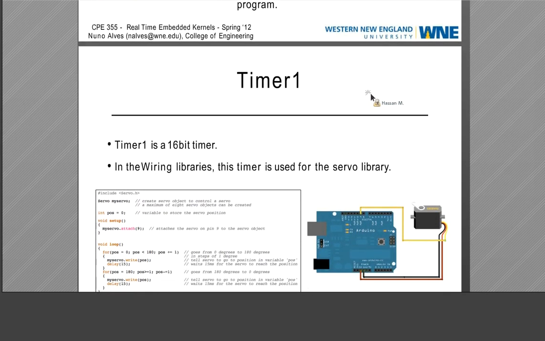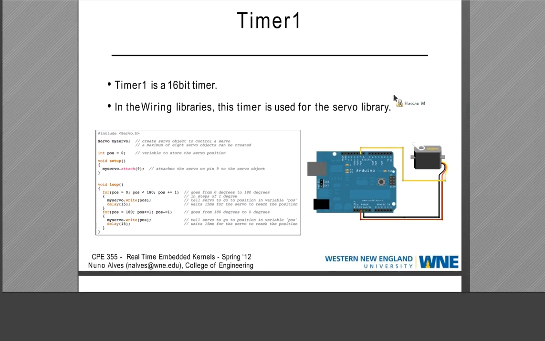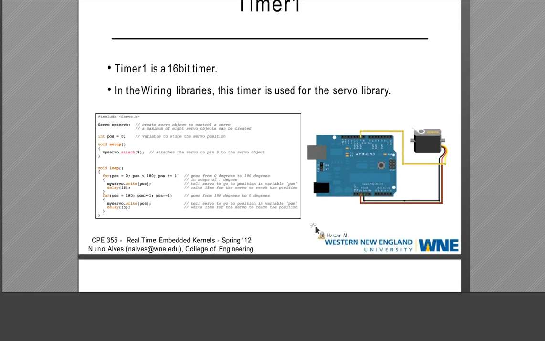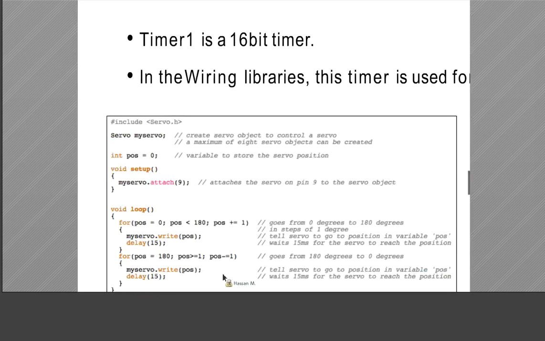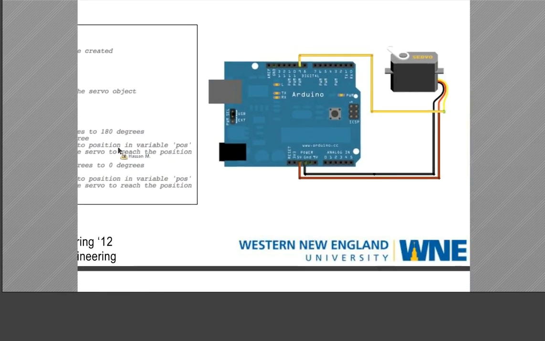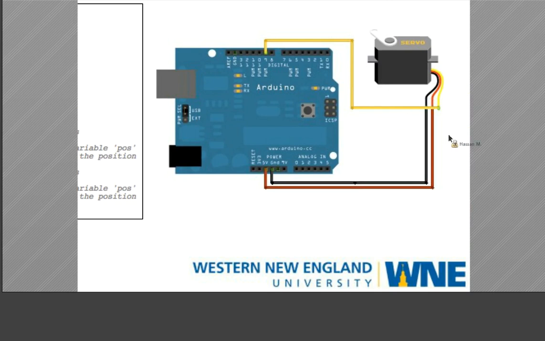Timer 1. Timer 1, a 16-bit timer in the library. This is used for servo library, okay? Servo. This is a good slide for using a simple sketch for controlling servo motor. Okay, I zoom in it. This is a servo motor. A servo. You see only three pins, two of them for VCC and ground, okay? Then only a single pin for servo.